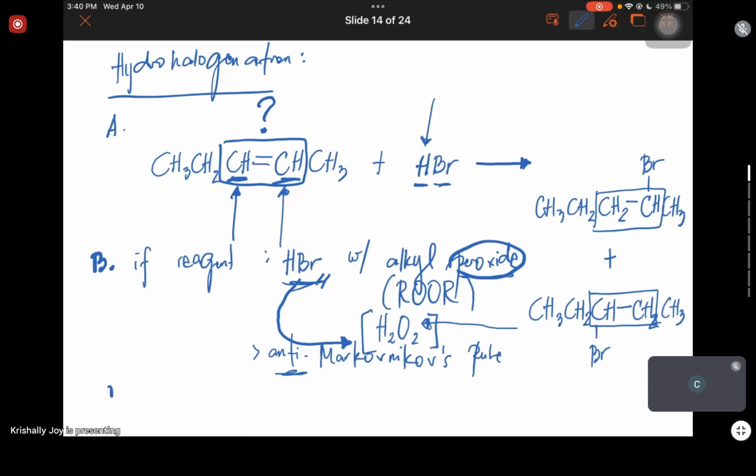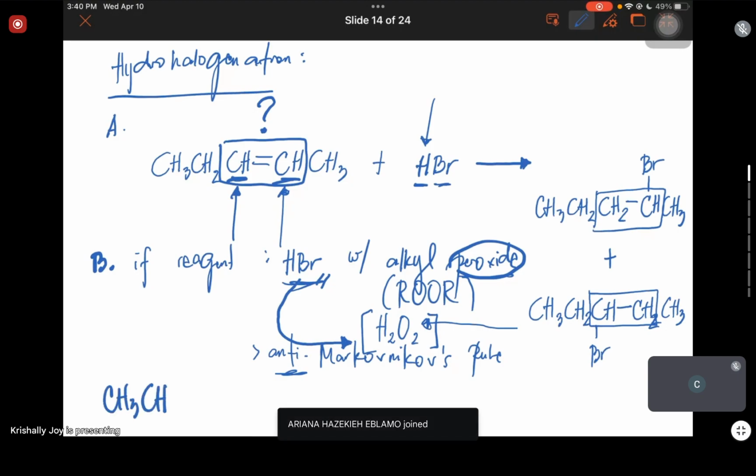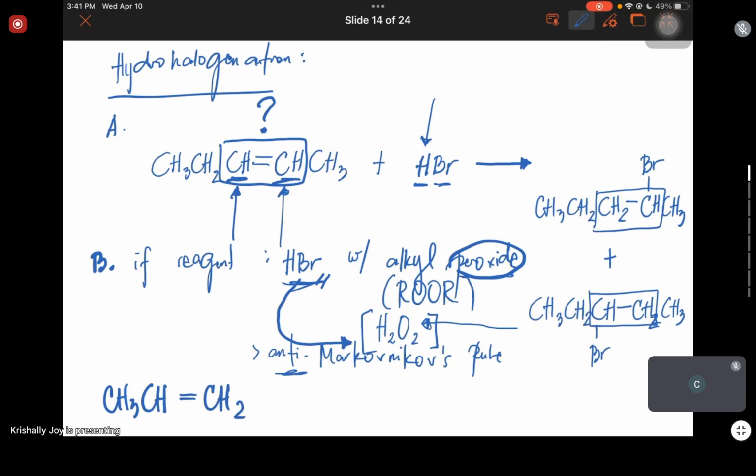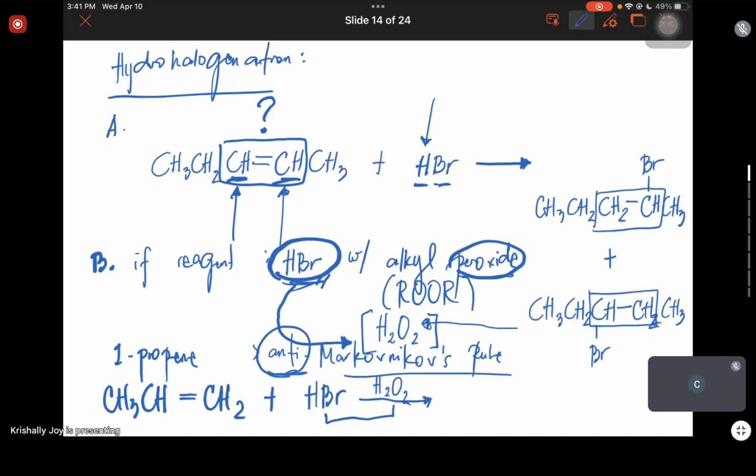Let's say for example, CH3CH, CH. So this is 1 propene. And let's say this undergoes hydrohalogenation in the presence of hydrogen bromide, then with peroxide, hydrogen peroxide. Class, if you encounter this in the reactants for hydrohalogenation, automatically it follows anti-Markovnikov's rule. Where the hydrogen is added, where the bromo is added, anti-Markovnikov's rule.